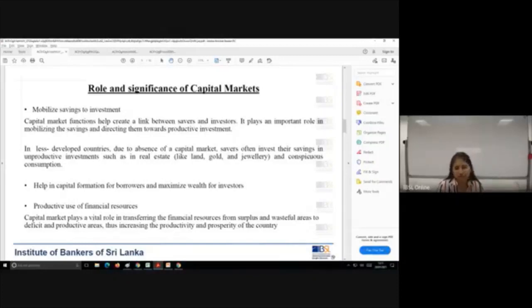Productive use of financial resources. Now, when you invest and your investment goes towards capital, towards productive investments, through these capital markets, your money is put to good use. It's going to help improve the productivity and the economic activity of the country. Therefore, the financial resources of the country are put to better use.